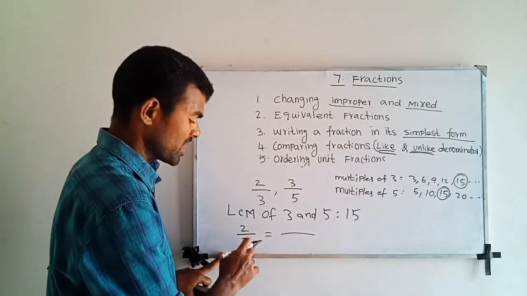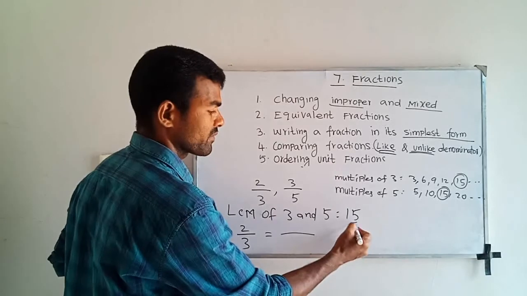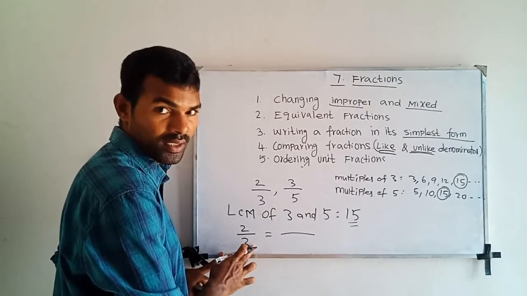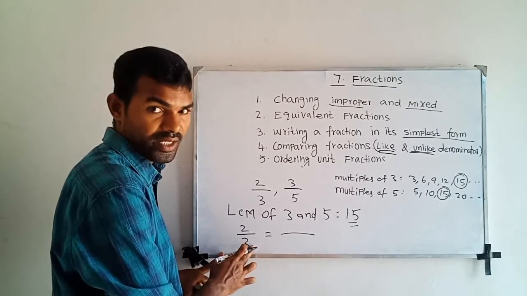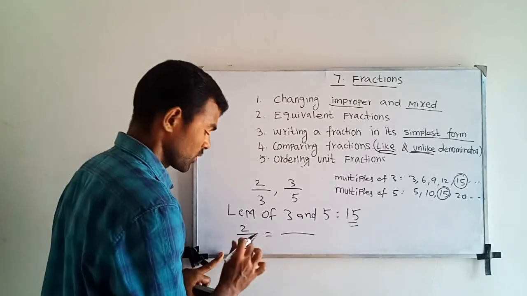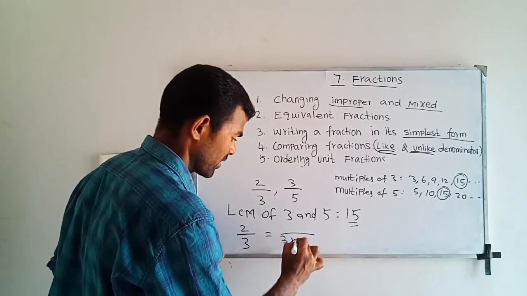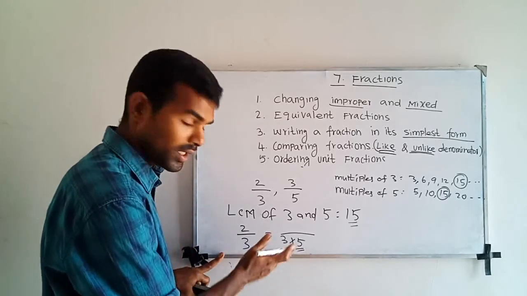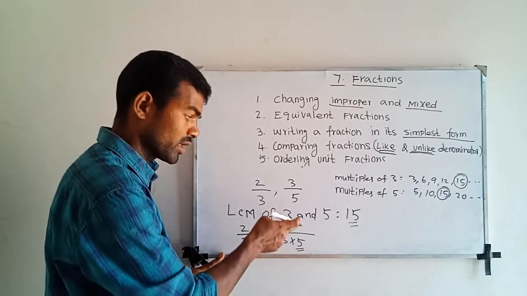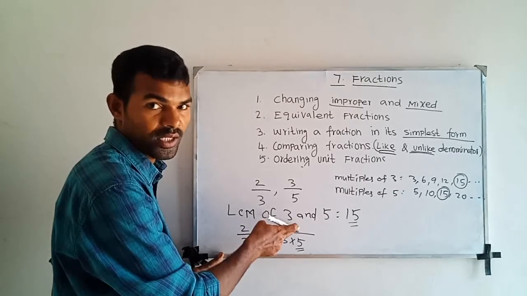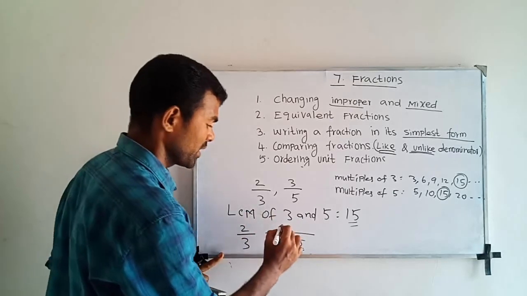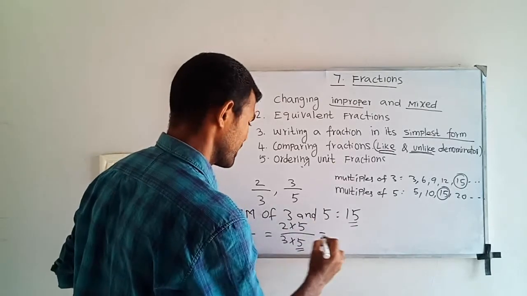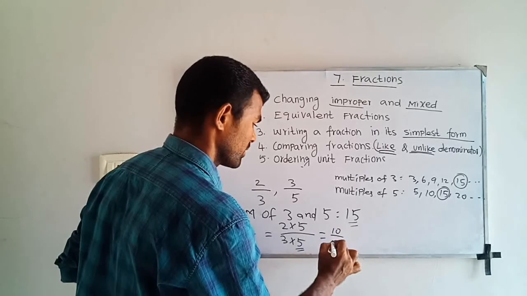So 3 multiplied by which number gives you 15? 3 times 3 is 9, 3 times 4 is 12, 3 times 5 is 15. So 3 multiplying 5, how much? 15. If we multiply 5 in the denominator, we have to multiply this 5 in the numerator also. That is the equivalent fraction. So 2 times 5 is 10. The answer here is 10 by 15.